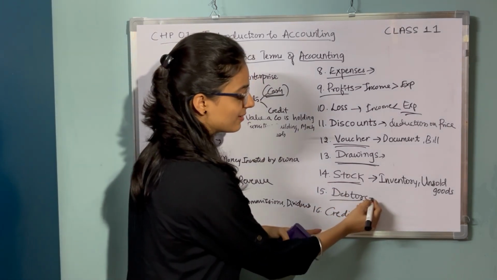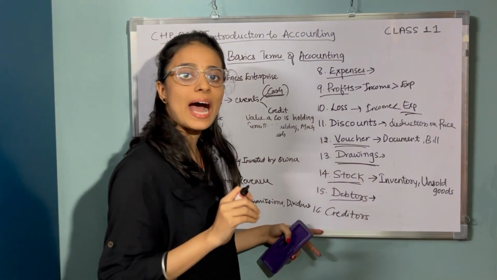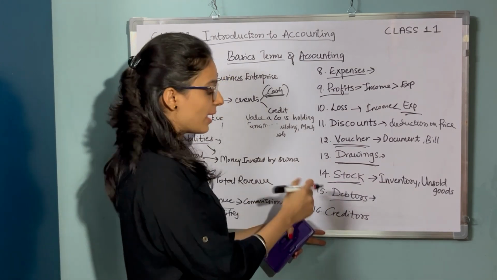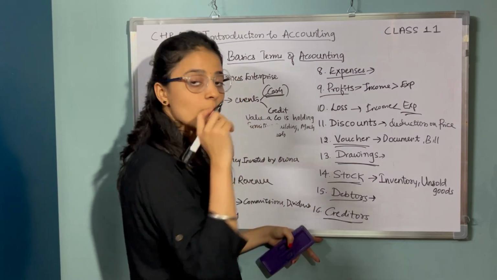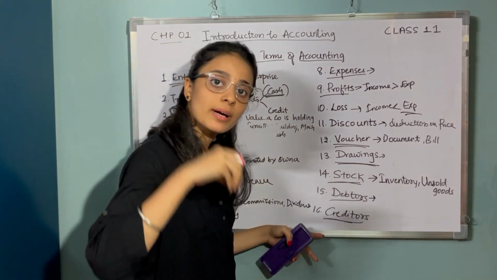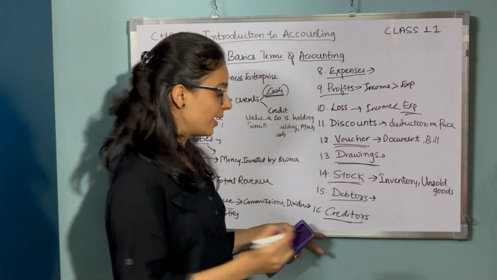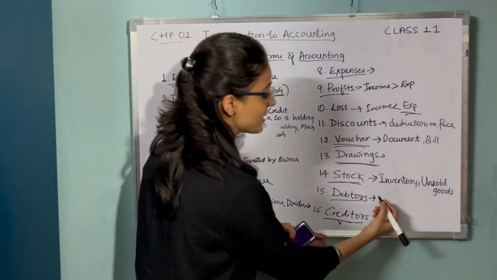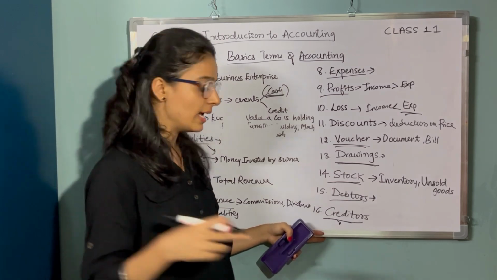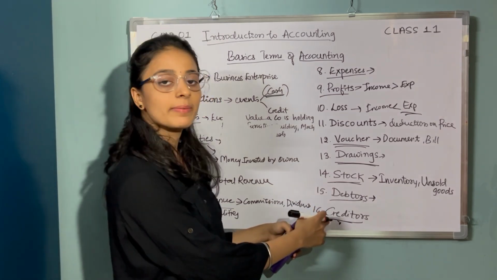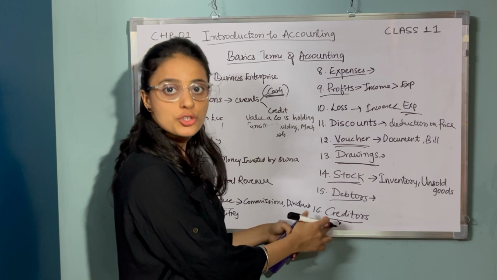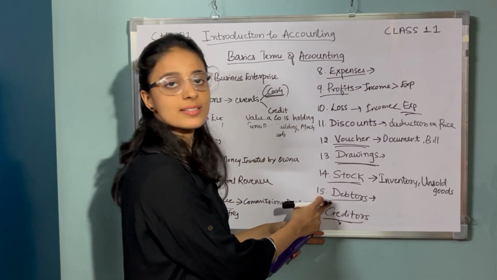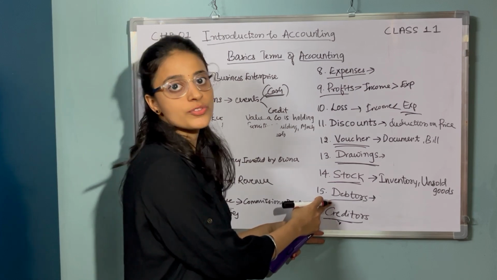So next is debtors. Debtors is when you have given debt, or when you have lent money to someone. And creditor is when someone has lent money to you and you have to pay it out, right? Then that is a creditor. This is our asset, because we will be recovering money. But this is our liability, because we have to pay off that money. So creditor is when you owe money to someone, and debtor is when someone owes money to you.